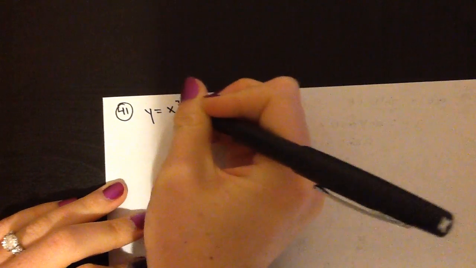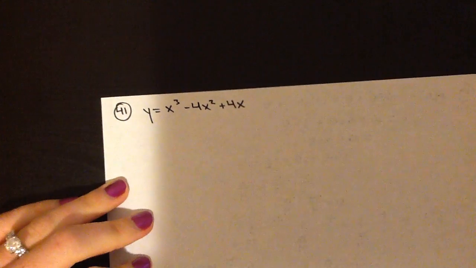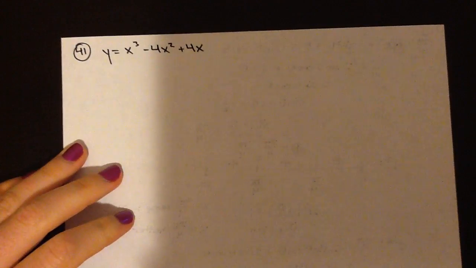We're going to move right to that next one, number 41. We're going to find inflection, concavity, all of those sorts of things. So our function is y equals x cubed minus 4x squared plus 4x. So for this one, we want just the points of inflection. And so not the possible points of inflection, but the ones that actually turn out to be points of inflection.